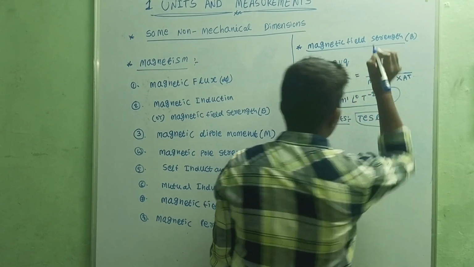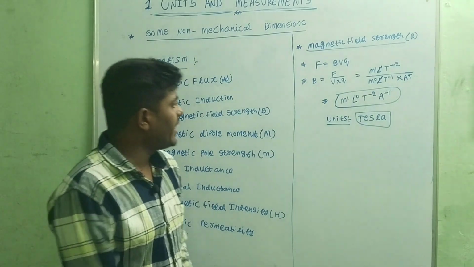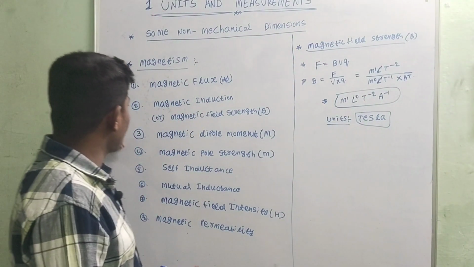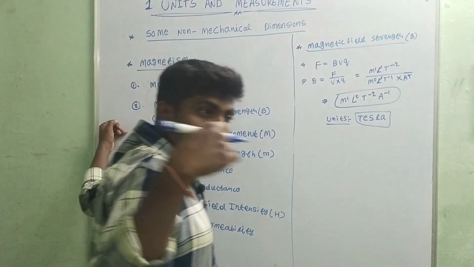So units of magnetic field is Tesla. Next, we want to write about the dimensions of a magnetic dipole moment.